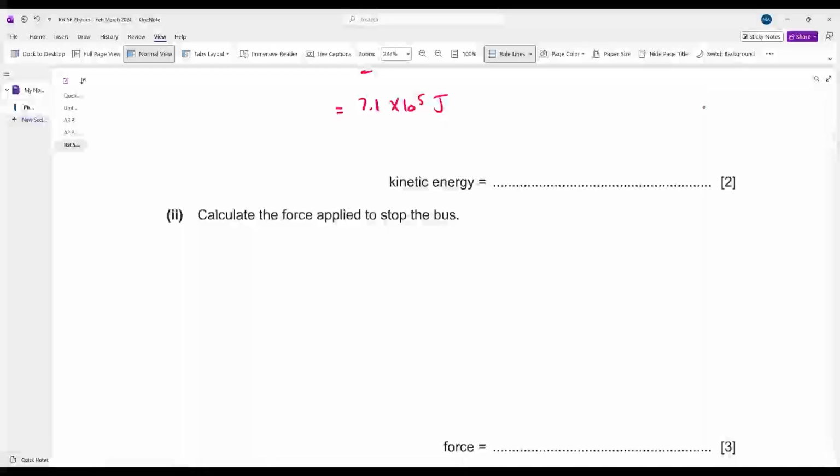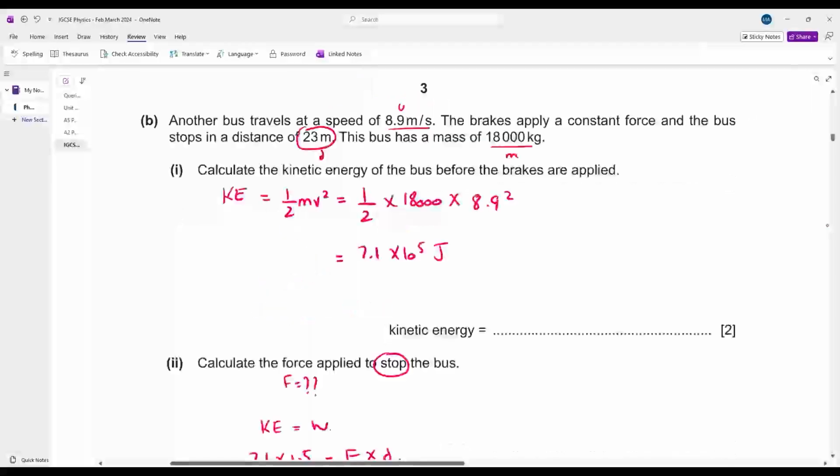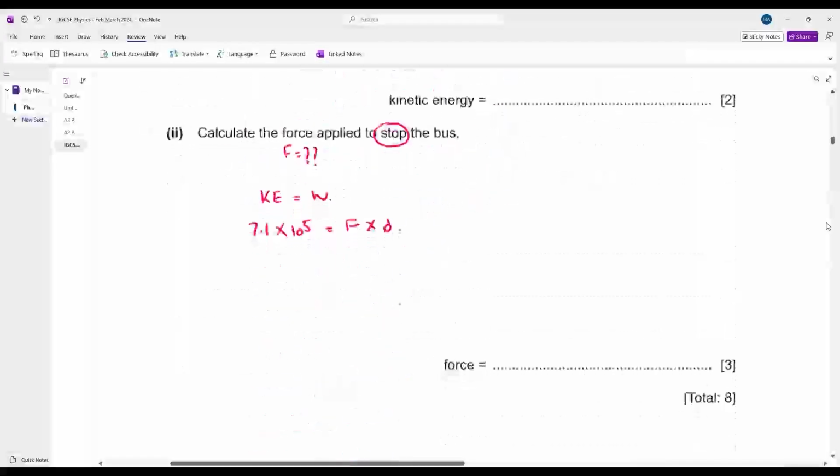Now you have to determine the force applied to stop the bus. अच्छा जी, आपने force निकालनी है to stop the bus. How will you do that? Kinetic energy is equal to your work done. Kinetic energy क्या आ रही थी? 7.1 into 10 raised to the power of 5. Work done का formula क्या है? Force into the distance traveled. बेटा what is the distance that you have traveled? 23 meters. सही है, distance की जगह 23 रख दो.